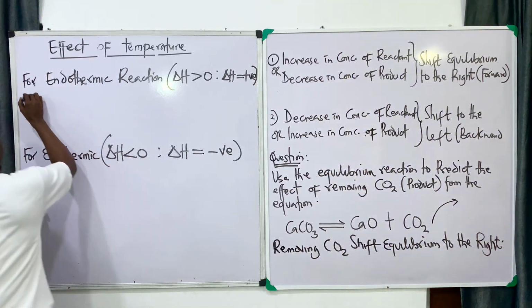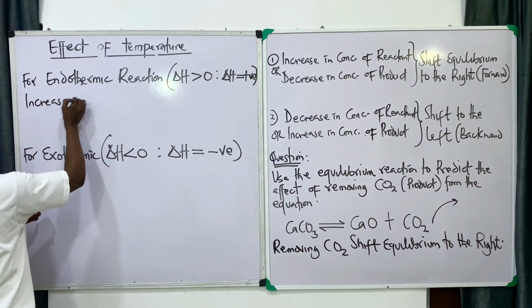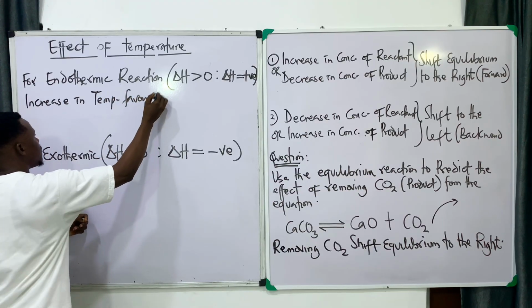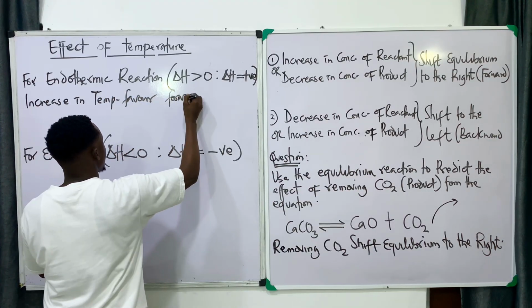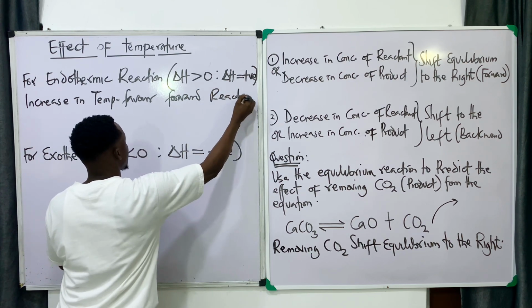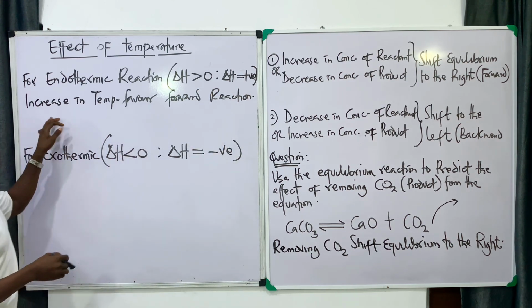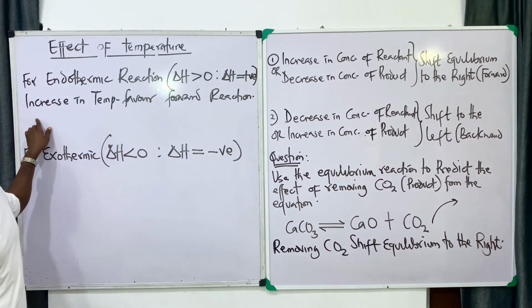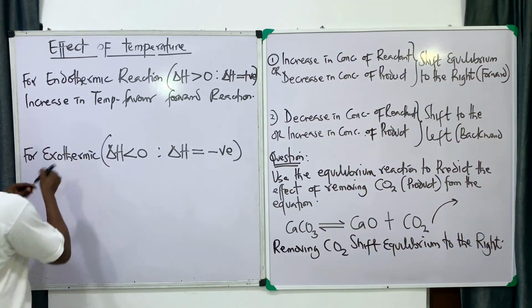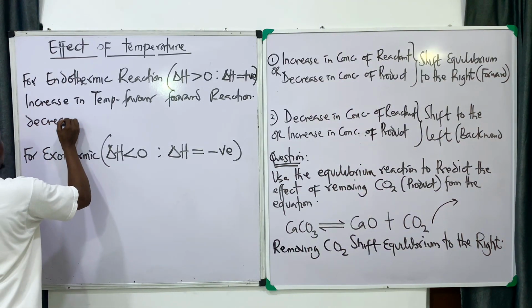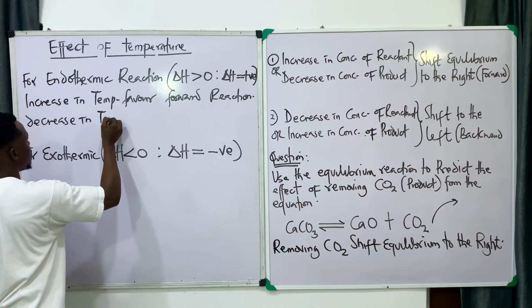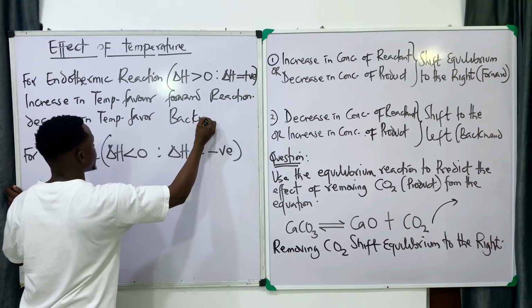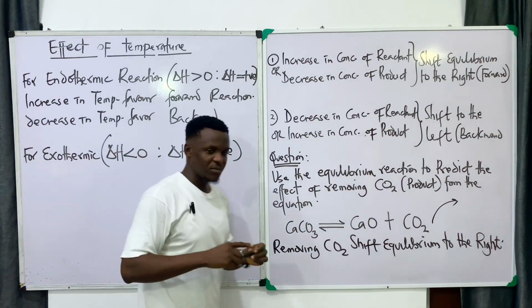So increase in temperature favors forward reaction. Obviously, once increase in temperature favors the forward reaction, that is from left to right, you know what decrease in temperature will do to that guy? Take it backward. Decrease in temperature will favor backward reaction. Now that is for endothermic.